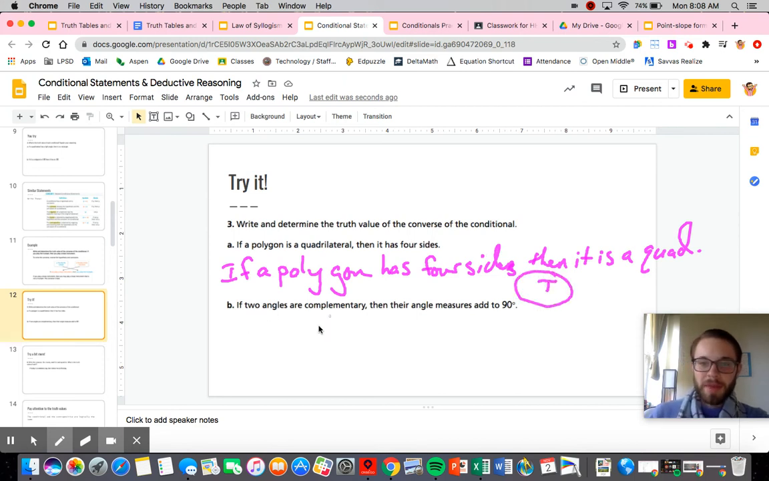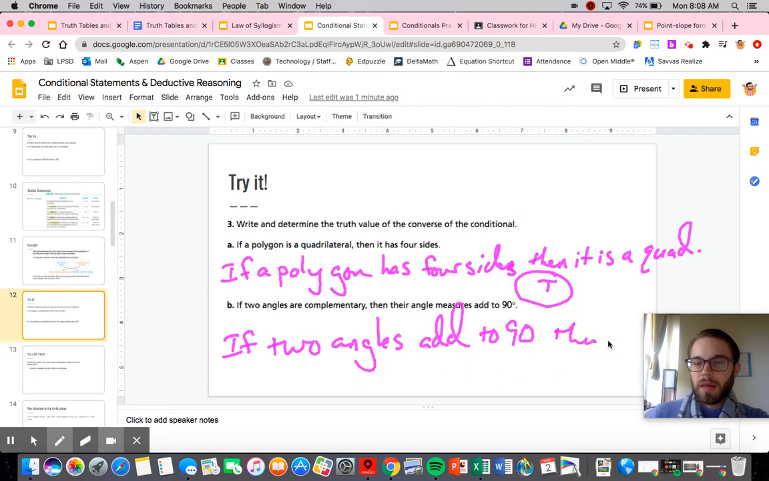Okay. If two angles are complementary, then their measures add to 90 degrees. If their measures, okay, so if two angles add to 90 degrees, then they are complementary. All right, so that would be the converse there.